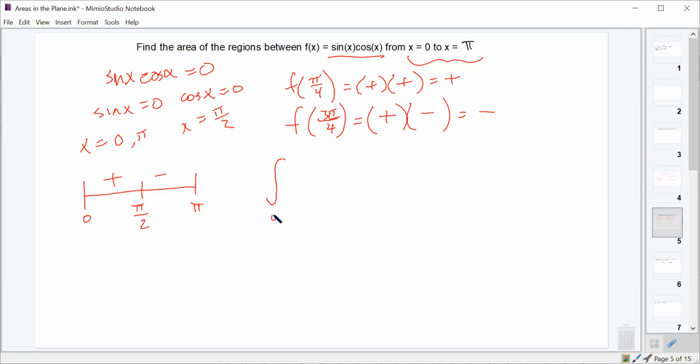One will be the integral from 0 to pi over 2 of sine x cosine x dx. And the other one will be the integral from pi over 2 to pi of sine x cosine x. But instead of adding these two things together, I have to subtract the second one because the second one will come out to be a negative value. Everybody good with that?